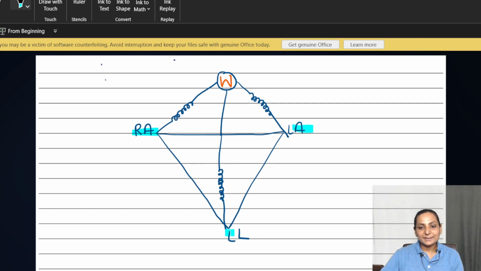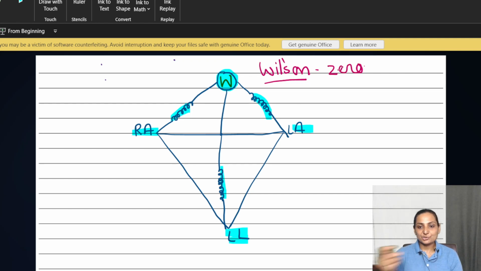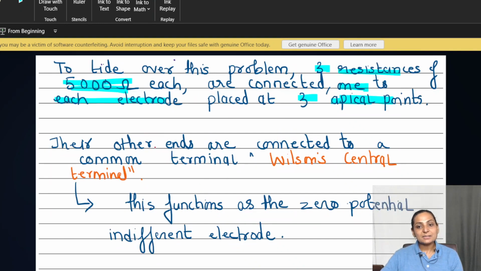Each of them was connected with a very high resistance of 5000 ohms, and these three we connected to one point, one electrode. That electrode became the Wilson's terminal, which was always having a zero potential, and this became your indifferent electrode. So how did you create an indifferent electrode? By connecting each of the terminals, right arm, left arm and left foot, with 5000 ohm resistance, and these were connected to the common terminal. That became the indifferent electrode, always having a zero potential, so that is Wilson's central terminal, right?